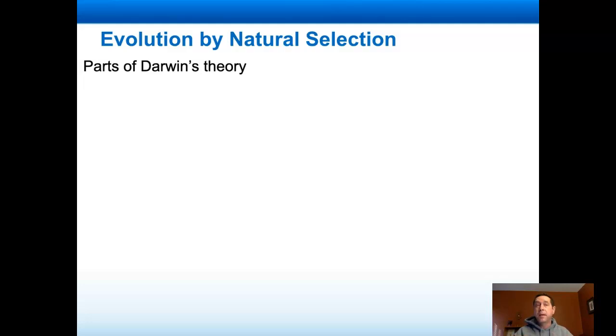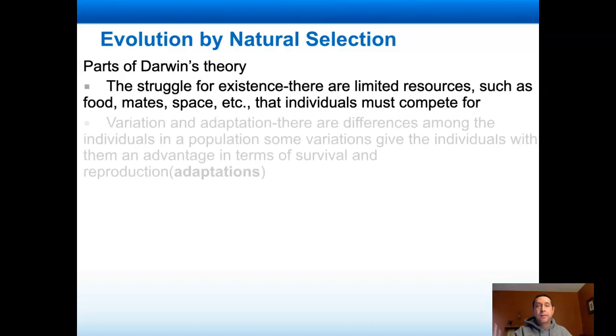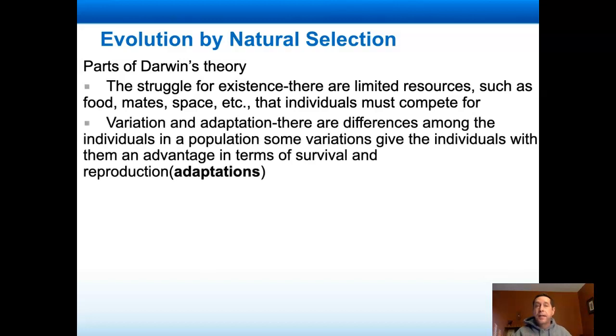So evolution by means of natural selection. What are the parts that make up Darwin's theory that explains how living things change? There's struggle for existence. There's limited resources such as food, mates, space, etc., that individuals must compete for. So some individuals are going to have a better chance of surviving. So there's variation within the population. Some of that variation leads to adaptation. So there are differences among individuals in populations.